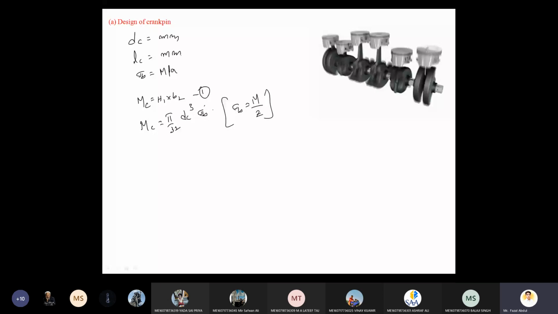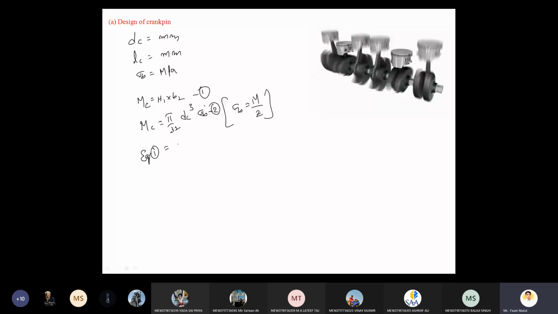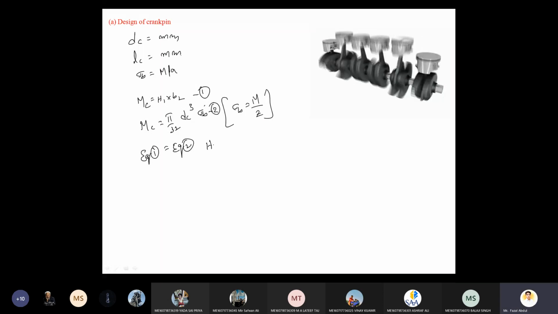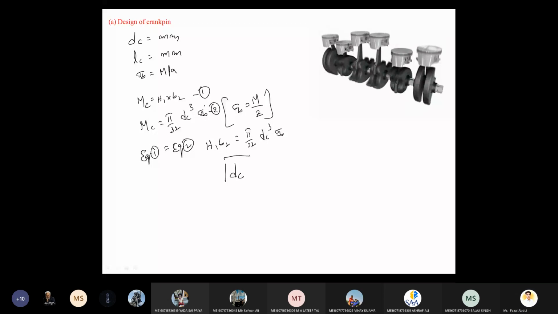So by equating equation number 1 to equation number 2, that is H1 into B2 equals pi by 32 into dc power 3 into sigma b, with this we can get the value of dc in mm.